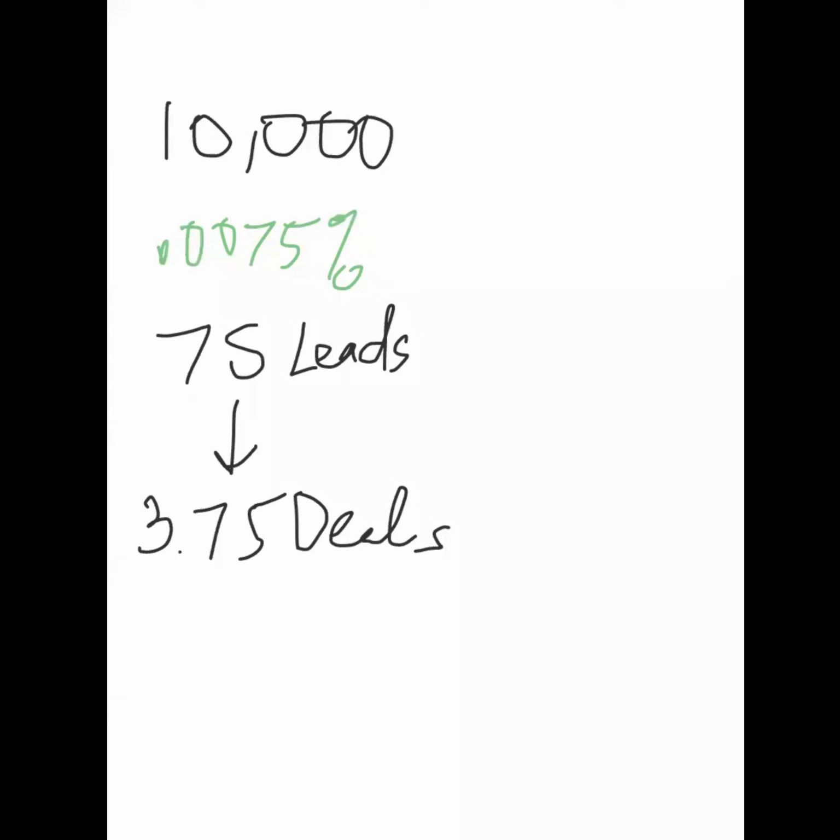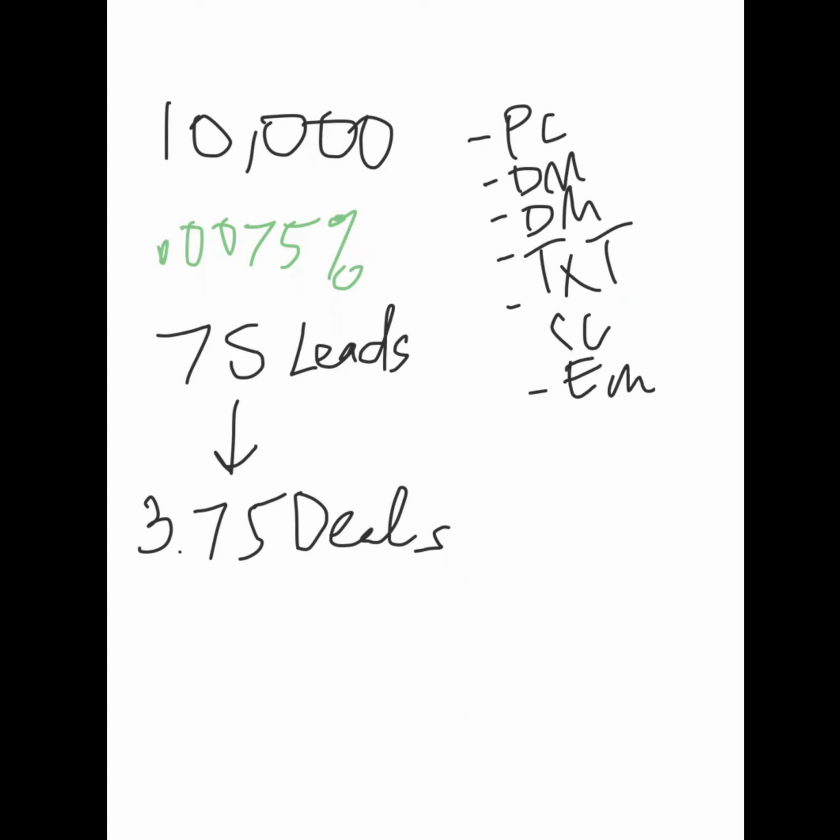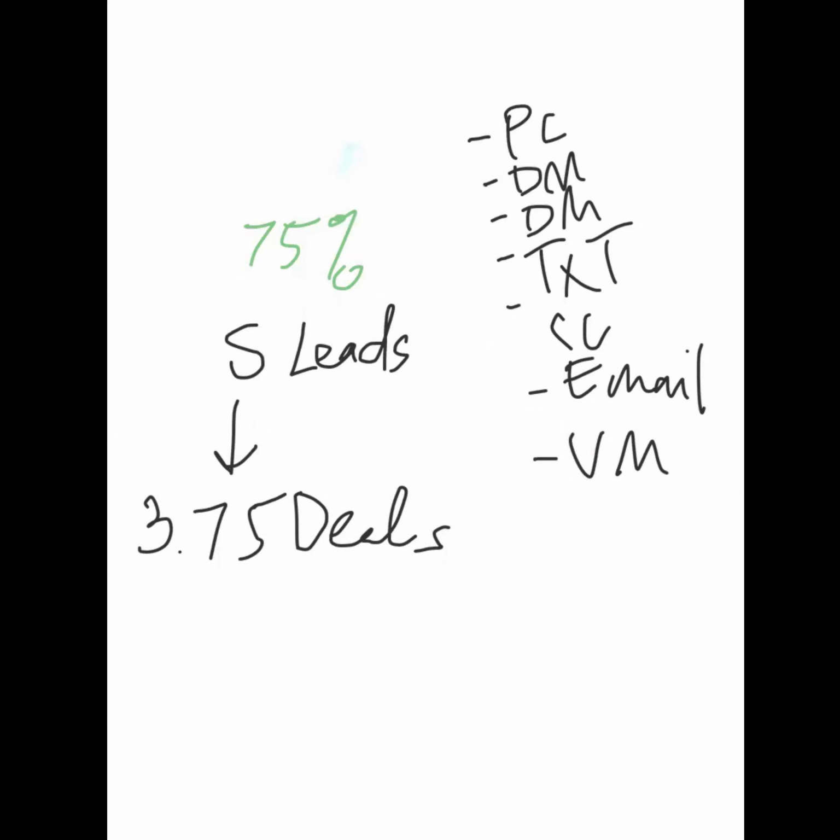Now, we're still looking at this if you're doing postcards, but remember, there are lots of mediums which you can use. You can do postcards, PC, DM, direct mail, maybe also internet direct DMs too. You could do text messages, cold calls, emails, voicemail drops. These are the key performance indicators that you have to look at, and let's touch on why that's so important real quick.